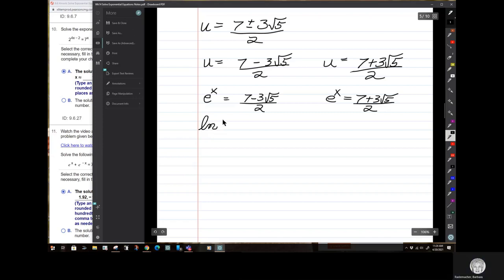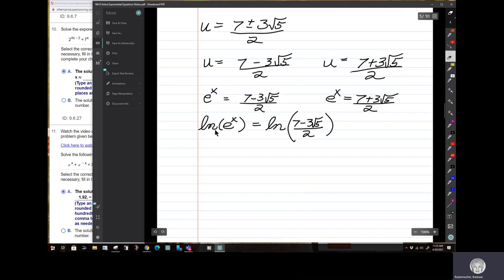The ln, the reason I'm using ln is that there's an e in this equation, and this one. The ln of e to the x equals the ln of 7 minus 3 times the square root of 5 over 2. We'll just do this one right now. Do I have room to do that one? How much room do I have? Okay.